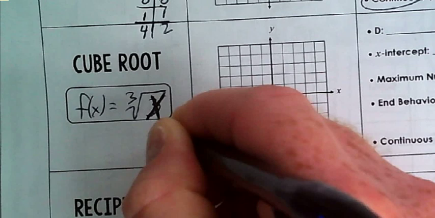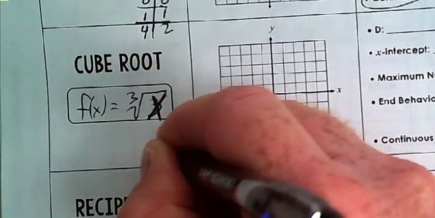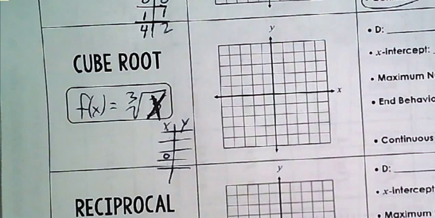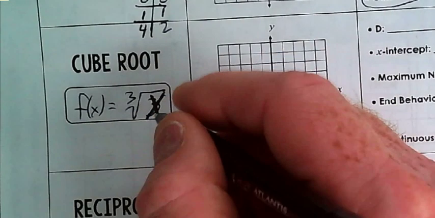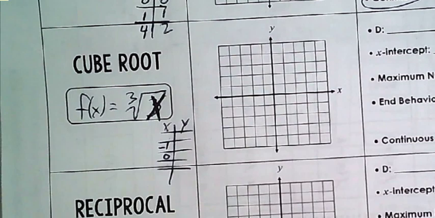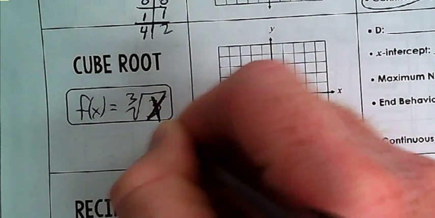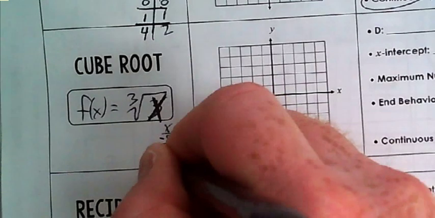1, 2, 3, 4, 5. Alright, and again, I'm going to start with 0 in the middle. And then I'm going to carefully choose values. I'm not just going to go up by 1 or down by 1 or whatever. The cube root of -1 is okay. I can do that. I can also do the cube root of -8. I can do the cube root of 1 and the cube root of 8.